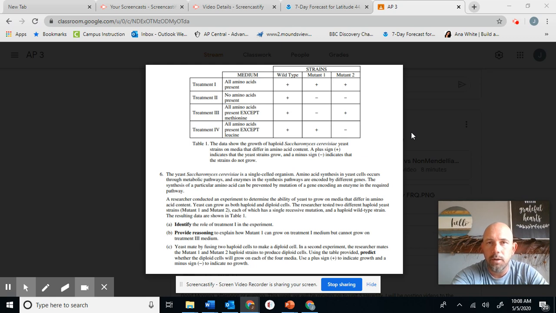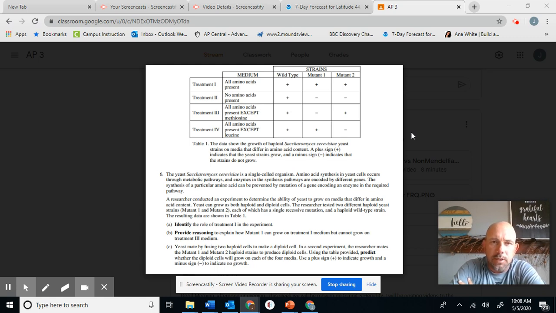Mutant one basically grows on treatment one and treatment four, but does not grow on treatment two and treatment three. And then mutant two again grows on treatment one and three, but does not grow on two and four. So something is missing that is not allowing those individuals to grow in those certain parts. Again, that's what we're taking a look at. Ultimately, we're trying to figure out what is going on between mutant one and mutant two in those treatments to figure out why it's not growing in those certain areas.